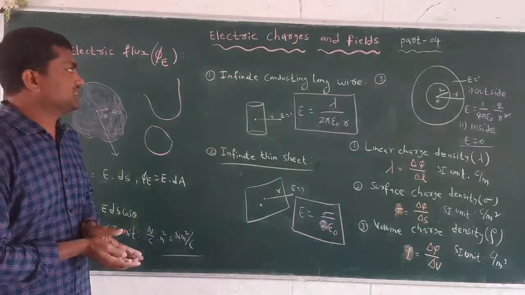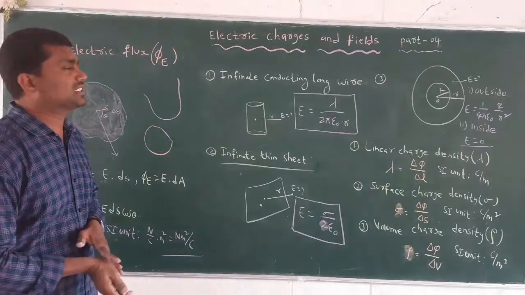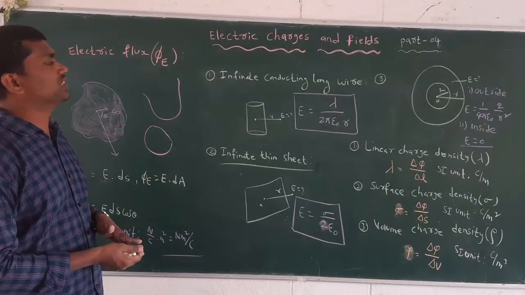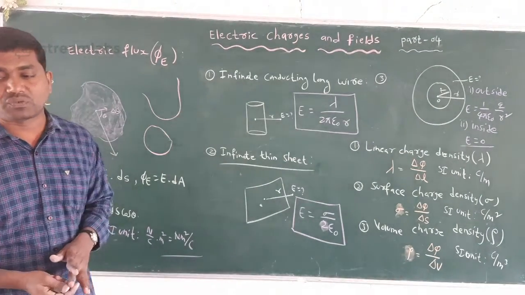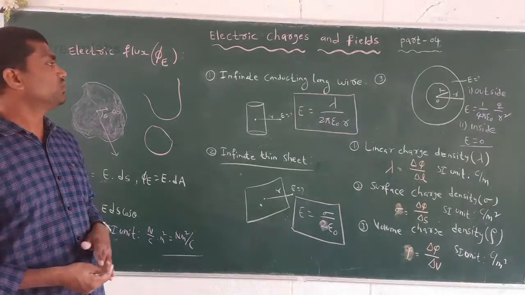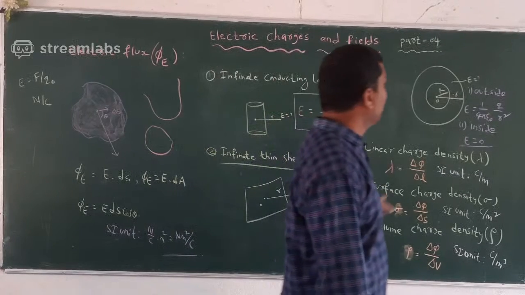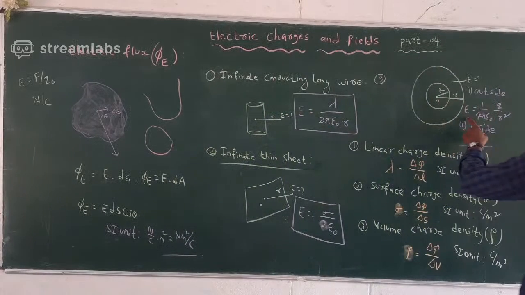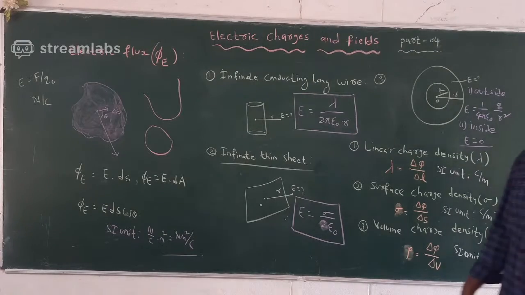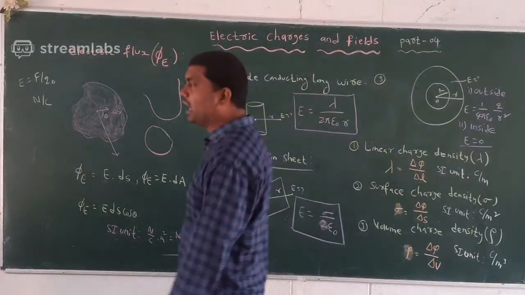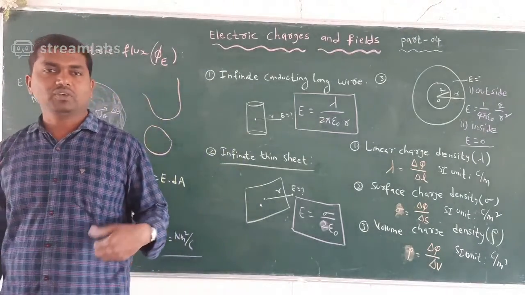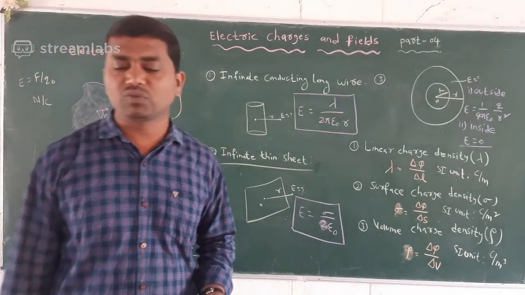So the last one is the applications of Gauss law. Using this application of Gauss law, we calculate the electric field intensity. The electric field intensity values are the first equation and second equation, and this one has two equations. E is equal to 1 by 4 pi epsilon q by r square, and the last one E is equal to 0.